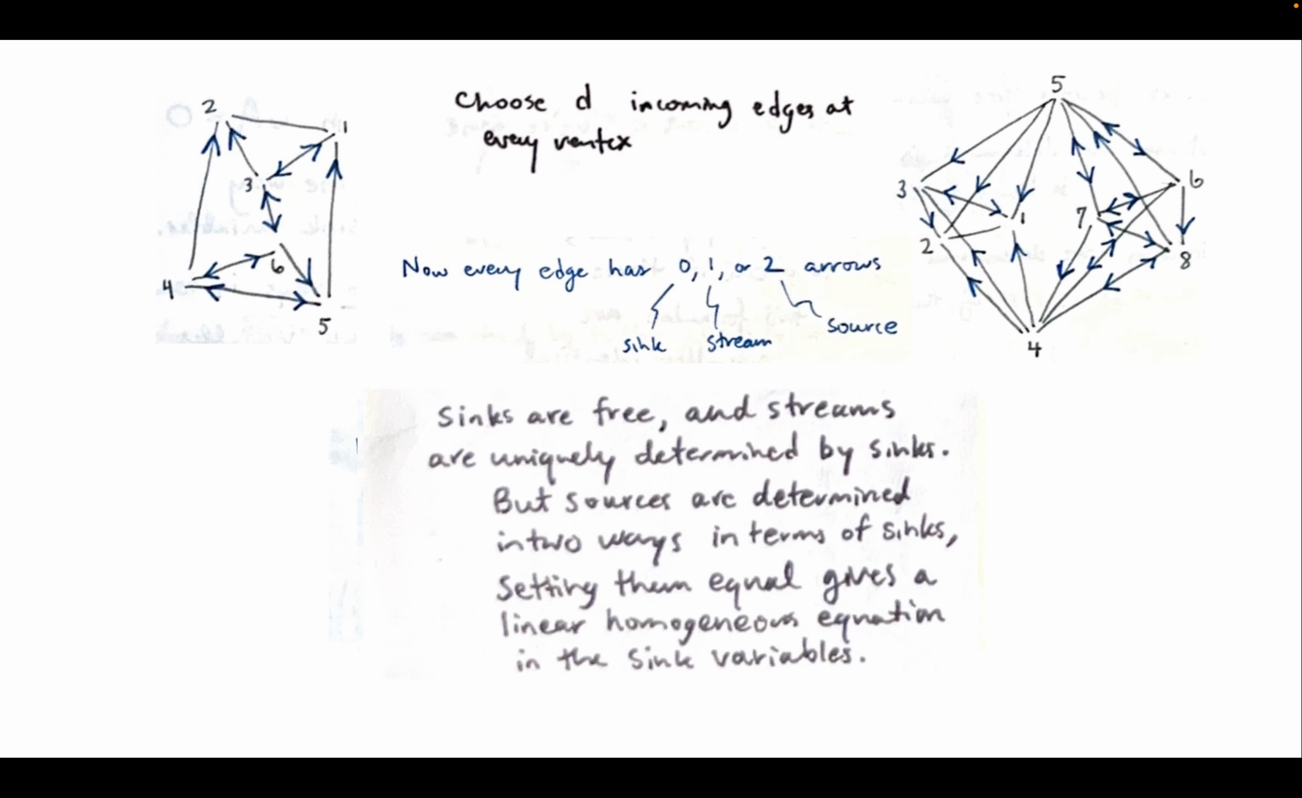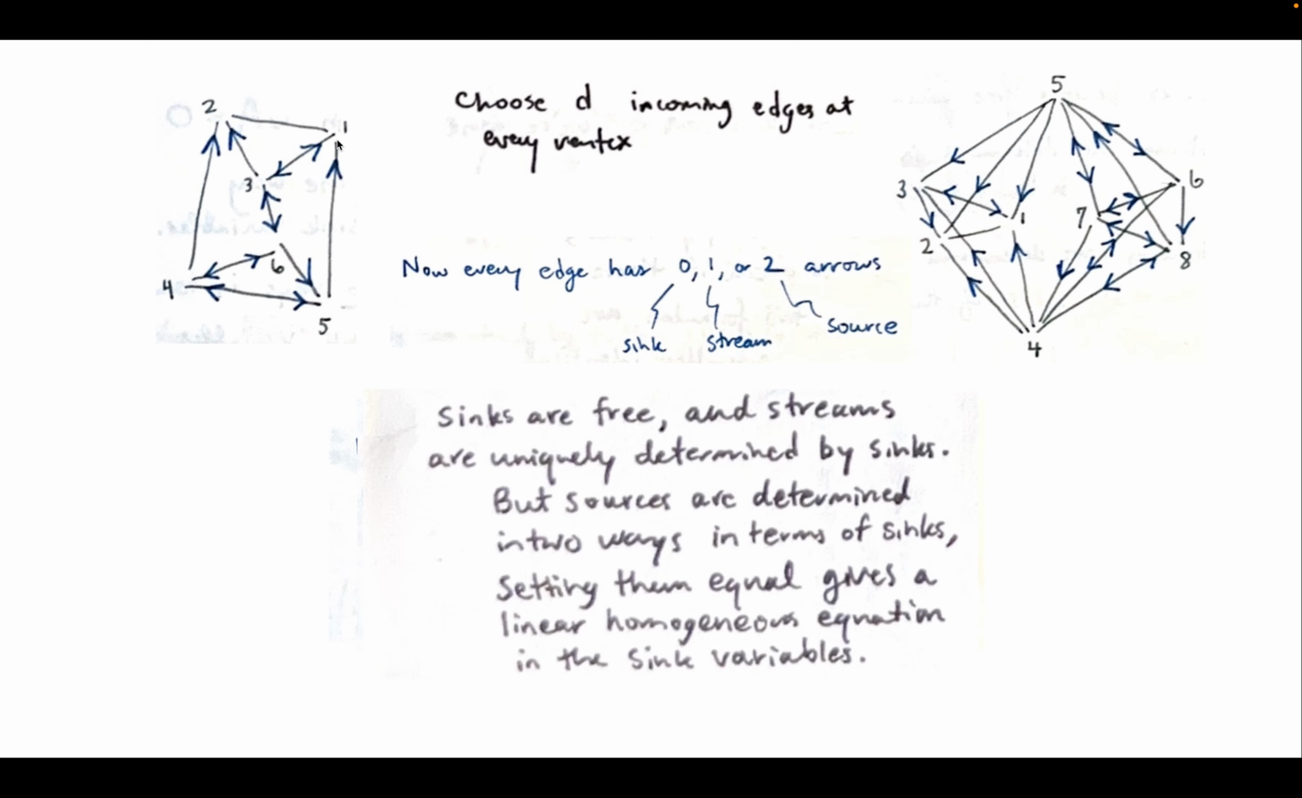So sinks then are free. Streams are uniquely determined by the sinks, because there are no cycles anymore that would loop back around and determine a stream in terms of itself, which would be bad. But now we can get rid of them. And so sinks are free. Streams are uniquely determined by sinks. But sources are determined in 2 ways in terms of the sinks. Setting them equal gives a linear homogeneous equation in the sink variables.